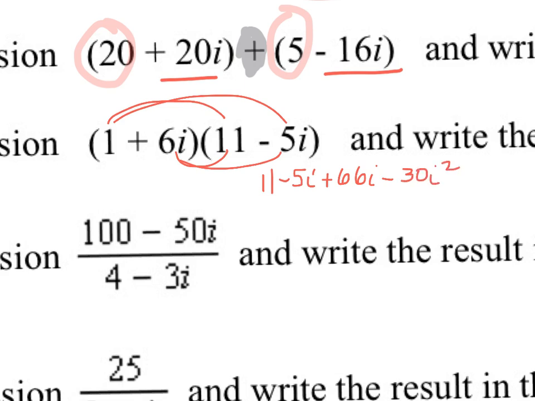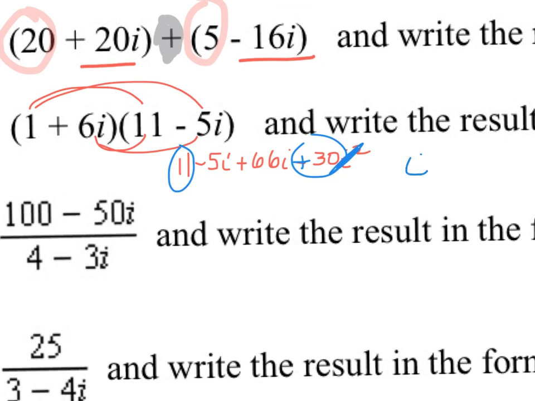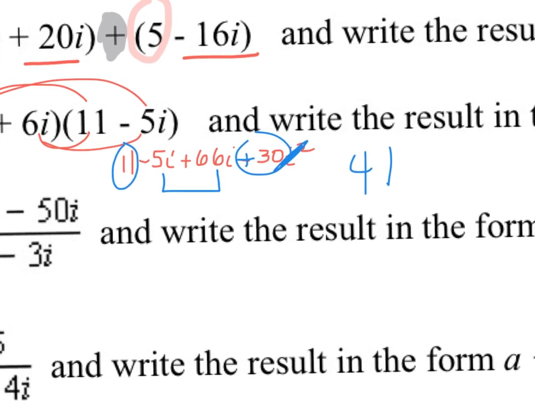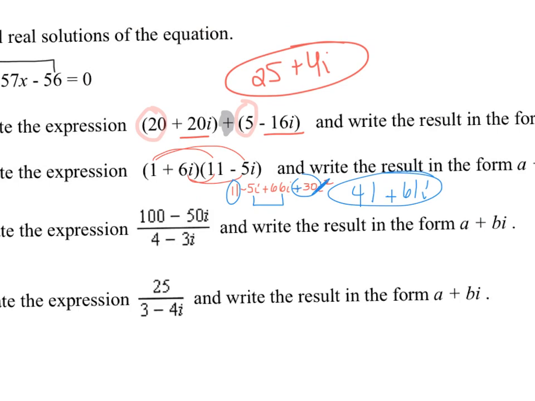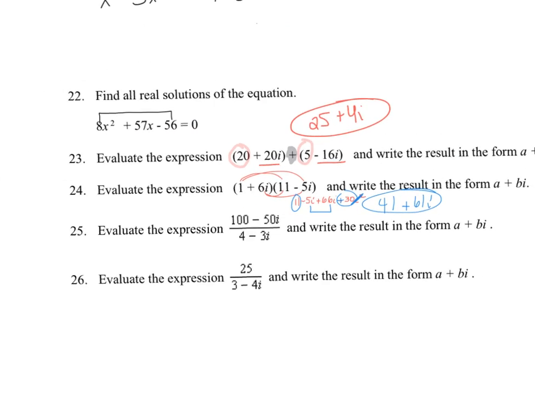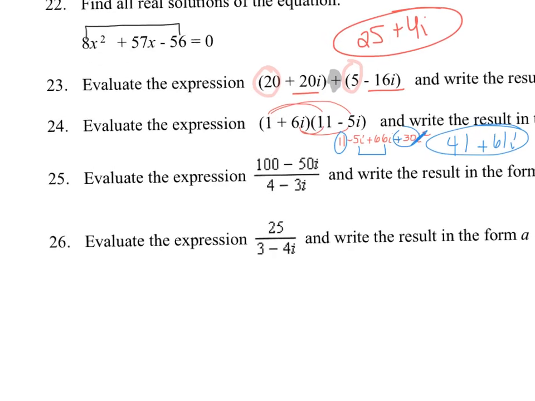Nadia said, don't you just switch the sign? Absolutely. You see i squared, you cross it off, make this a plus. Now you have real with real. So it's 11 plus 30? 41. And then a negative 5 and a positive 66. Plus 61i. Perfect. We good?